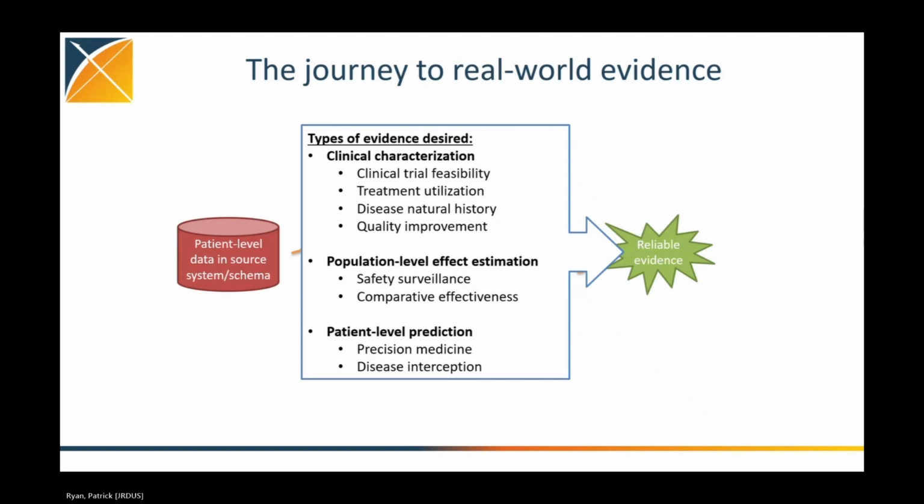So when we talk about patient level prediction, we can explicitly think about how you could use data to take an individual and predict the likelihood that they're going to experience some future event, given what you know about them in the past. And this has tremendous applications as it relates to precision medicine or disease interception.